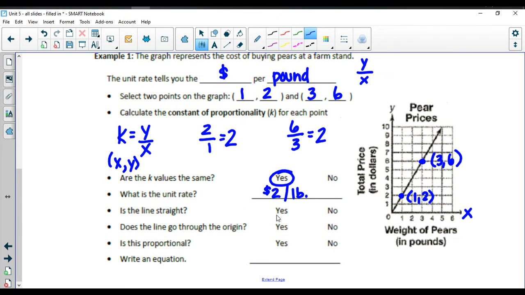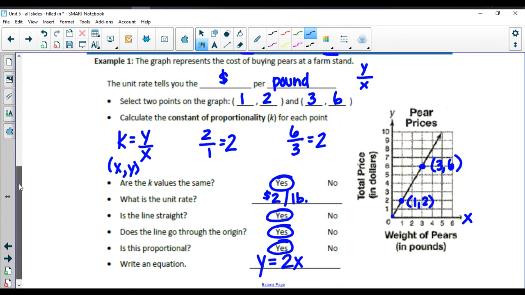Looking at the graph, is the line straight? Yes. Does the line go through the origin? Origin's right here, so that's a yes. Knowing those two things are true on the graph, also knowing that our k values are the same, the graph is proportional. And we found the k value to be 2, so we can write the equation y equals 2x. It's a whole lot of pieces in one little problem here. But that's a good combination of everything that happens when we talk about constant of proportionality.